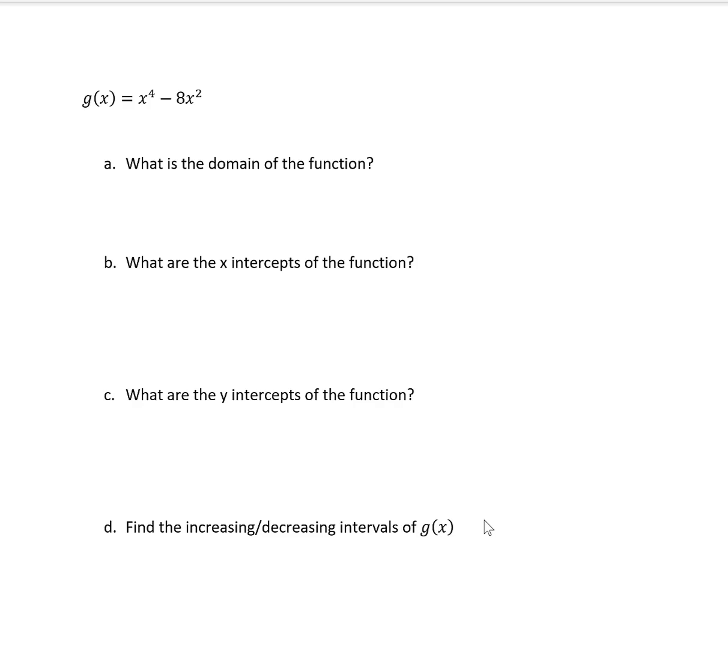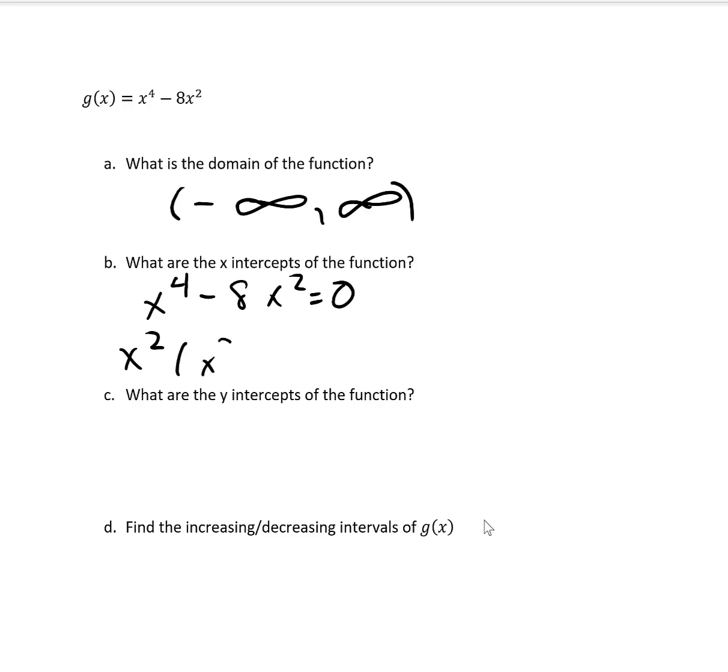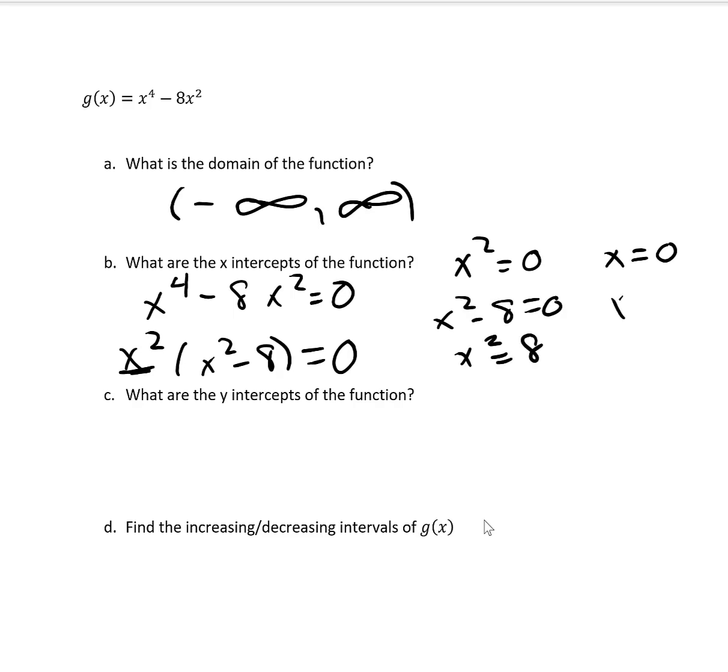So let's start with the domain. Domain, this is a polynomial, it's negative infinity to infinity. The x-intercepts, that says, well, where is this equal to 0? X to the fourth minus 8x squared equals 0. You can factor out an x squared, which leaves you with x squared minus 8. When you set that equal to 0, you get x squared equals 0. So x is 0. You get x squared minus 8 is 0, which says x squared equals 8. That'll give you x is plus or minus the square root of 8, so 3 x-intercepts.